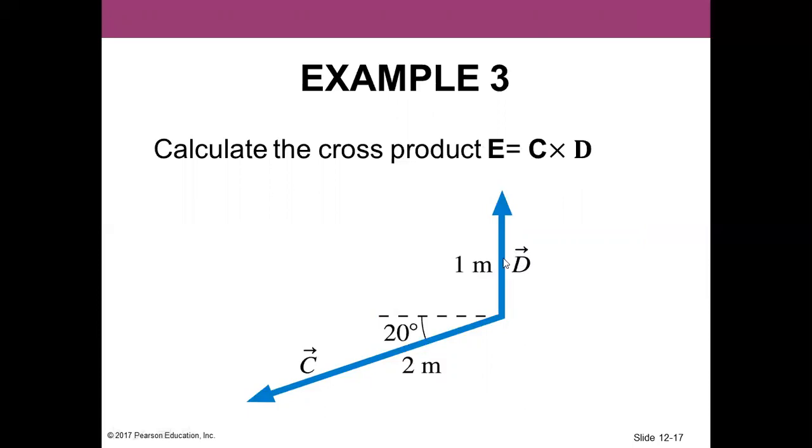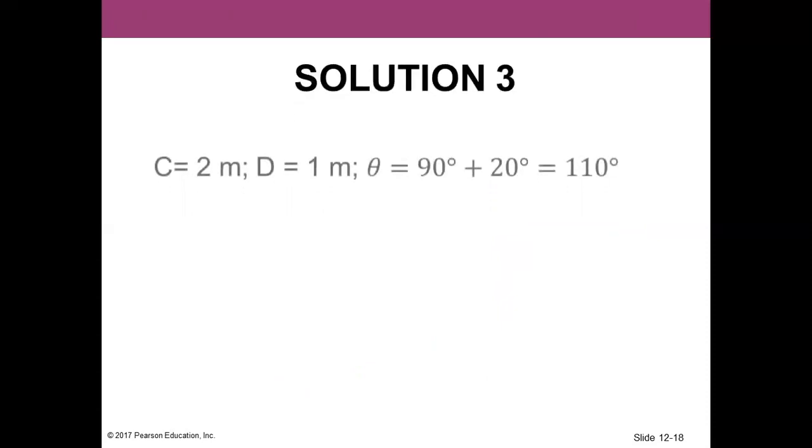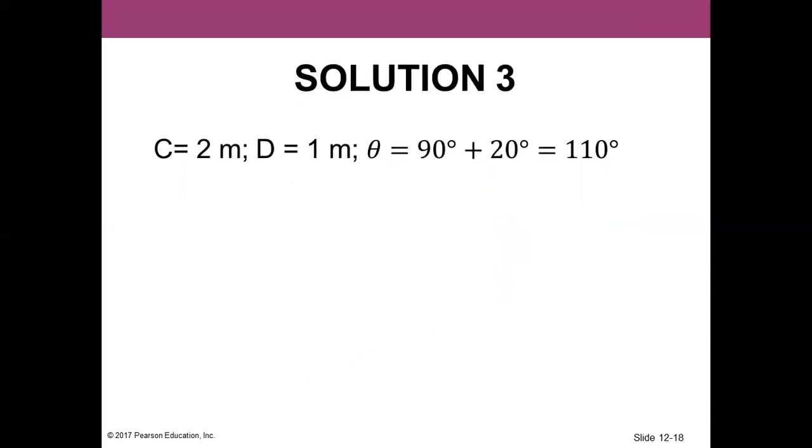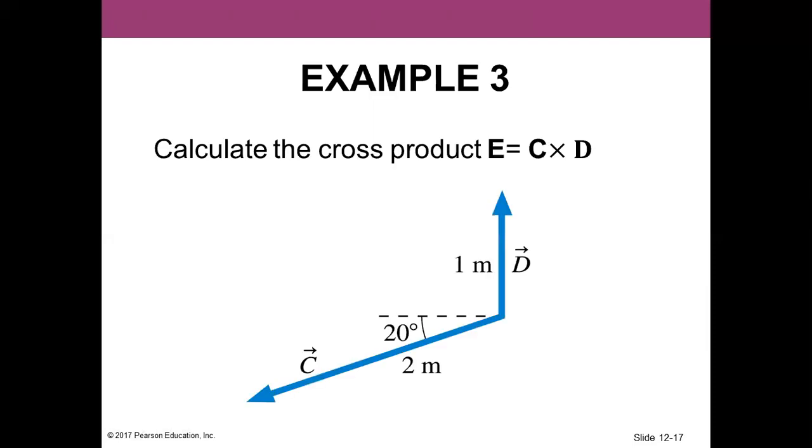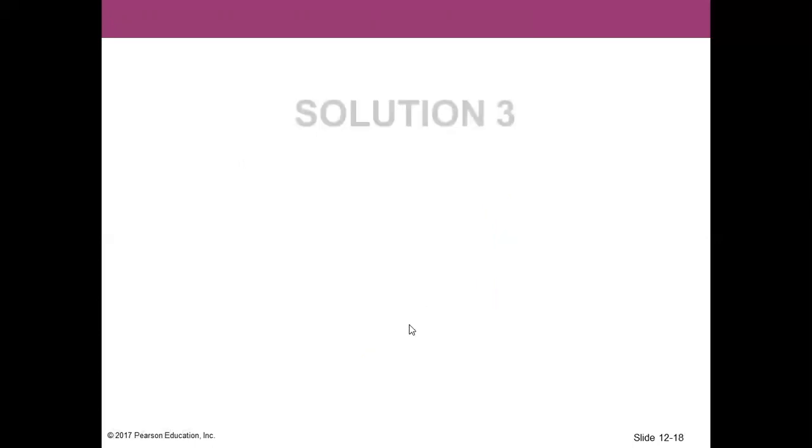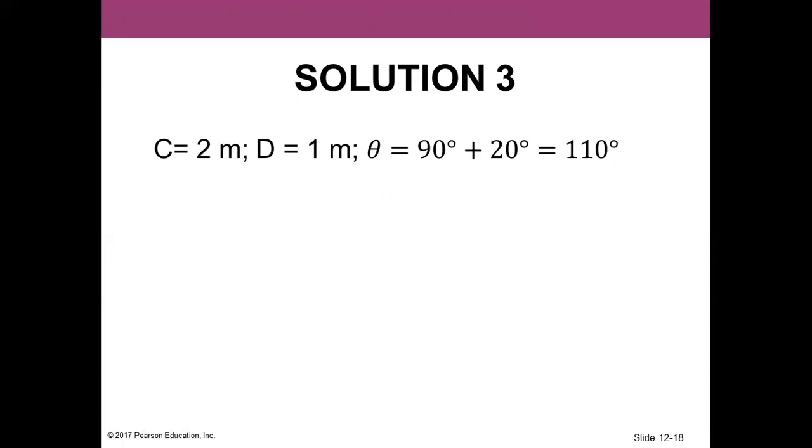Okay, so D here is 1 meter upwards, then C is 2 meters. So the solution: we have C, which is 2 meters, D is 1 meter. So theta is going to be 90 degrees plus 20, where 90 degrees is the angle between D and the negative x-axis. And when we add 90 and 20, then we get 110 degrees.